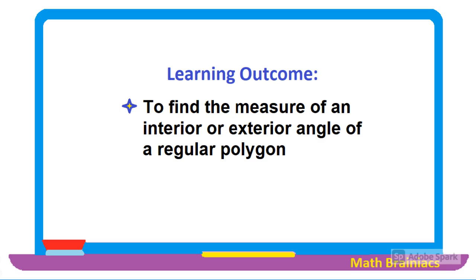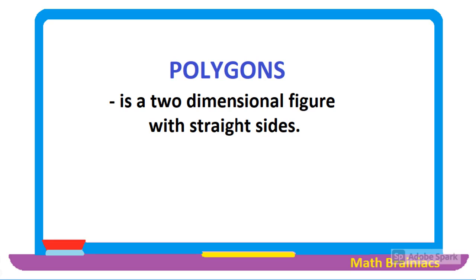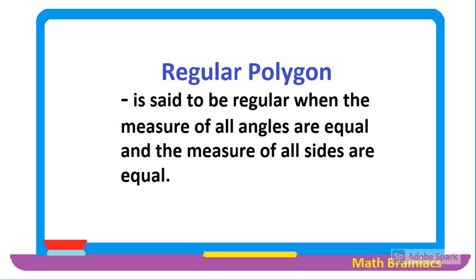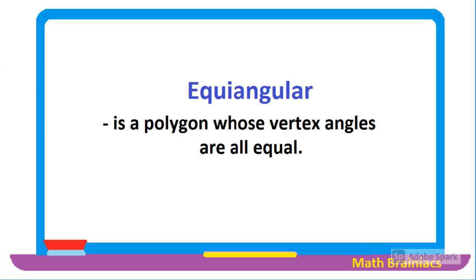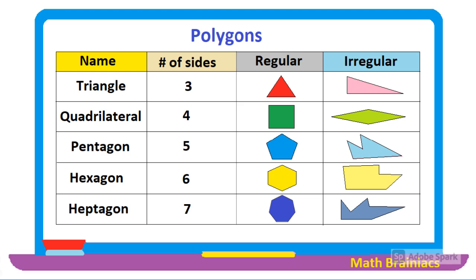We are going to learn today how to find the measure of an interior or exterior angle of a regular polygon. A polygon is a two-dimensional figure with straight sides. A regular polygon is said to be regular when the measure of all angles are equal and the measure of all sides are equal. An equiangular polygon is a polygon whose vertex angles are all equal.